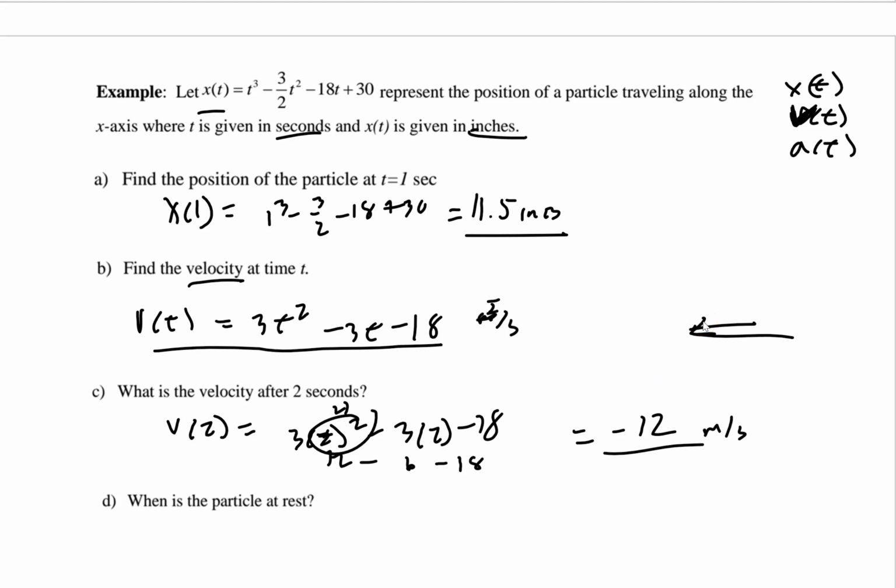When is the particle at rest? We're going to set the derivative equal to 0. Particle at rest, it's not moving. You set velocity equal to 0. So we have our velocity equation, 3t squared minus 3t minus 18.